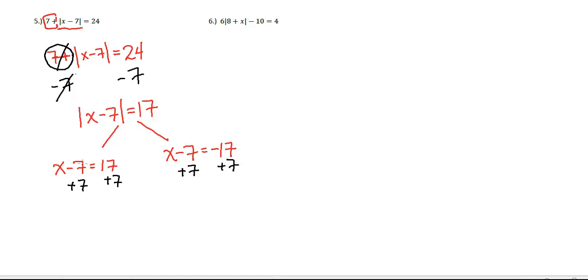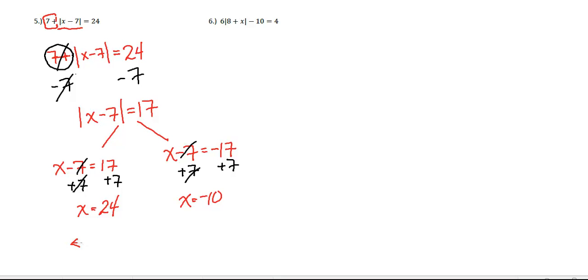And this is basic algebra here. I know that these are going to cancel now. I know these are going to cancel. So what I end up with is x equals 24 and x equals negative 10.